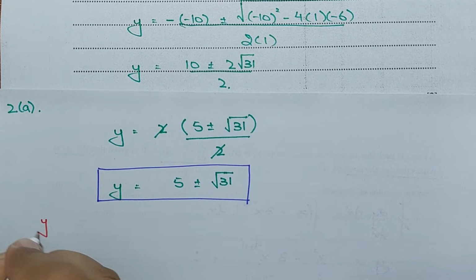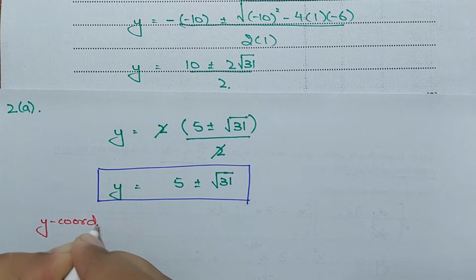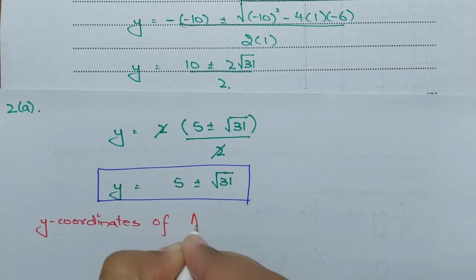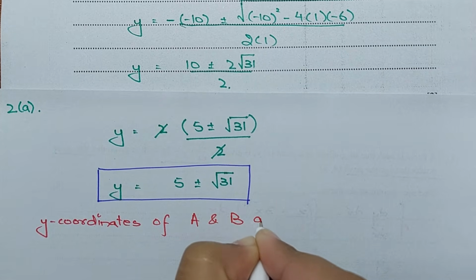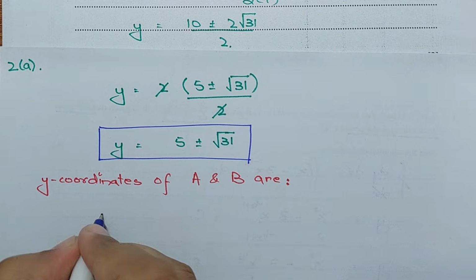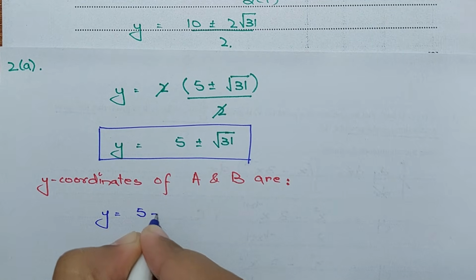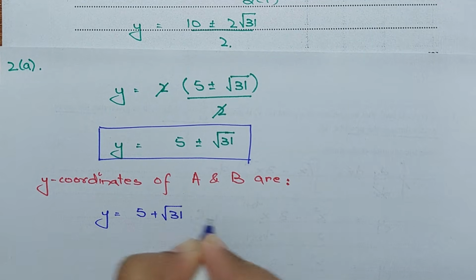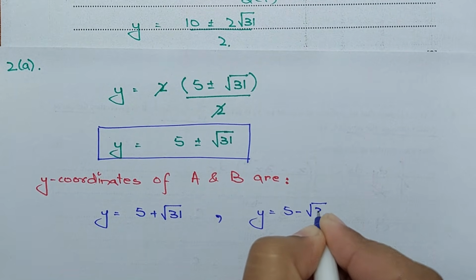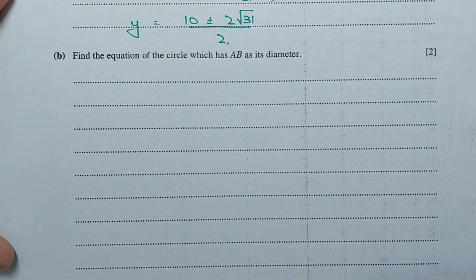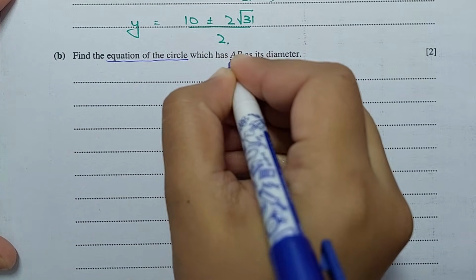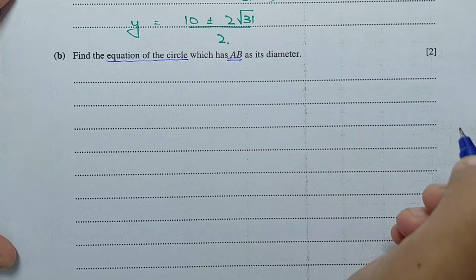So here we can say the y coordinates of A and B are: y equals 5 plus root 31, or y equals 5 minus root 31. Right. Now for part B, find the equation of the circle which has AB as a diameter.